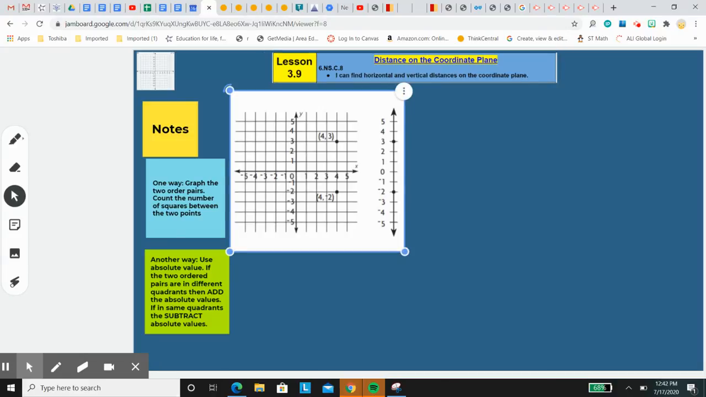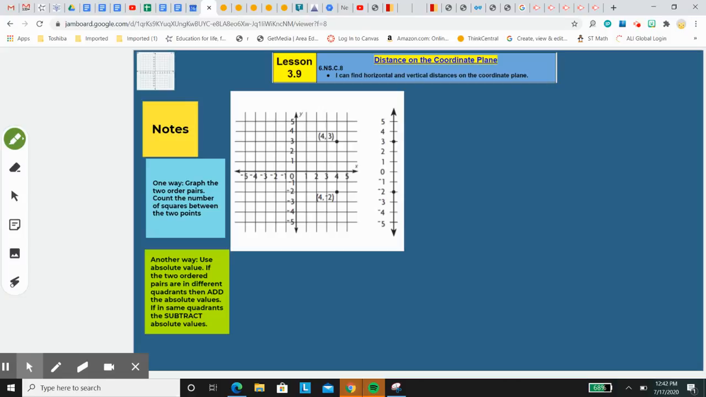Beside it, there's a number line, a vertical number line, because we're going to use that to look at two different ways that we can do this. Okay, so one way that we can do this today is, if you look at the blue box here, it says we're going to graph the two ordered pairs. If I give you two ordered pairs and you have to know how far apart they are, you can literally graph them like they have here on this particular coordinate plane.